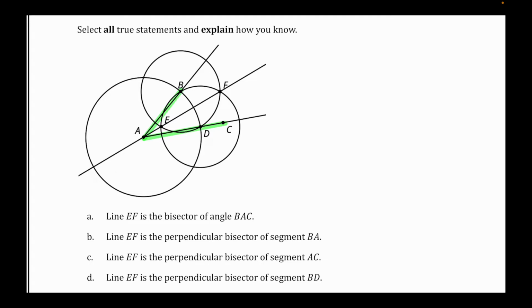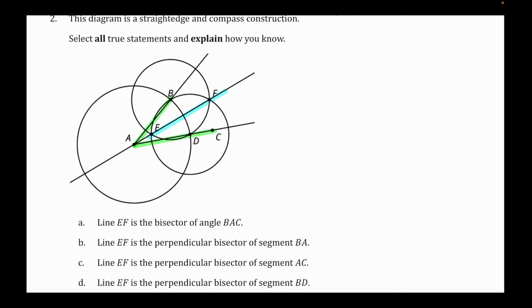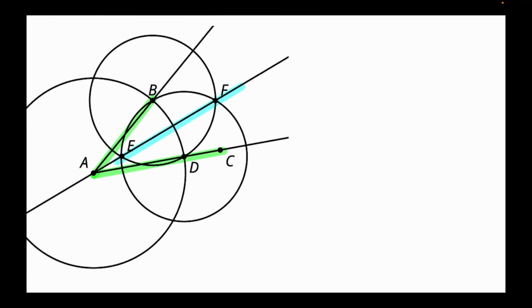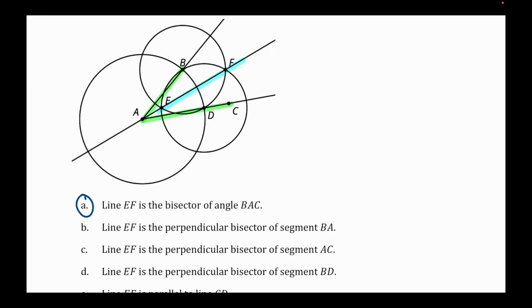And since this lesson was all about constructing angle bisectors, something tells me we're going to have some angle bisector stuff going on here. So if line EF is the one I am constructing that is blue here, yes, this will be the angle bisector. So we know that, well, we're going to select yes, and then we'll describe why we know that. So A, this is correct, yes.